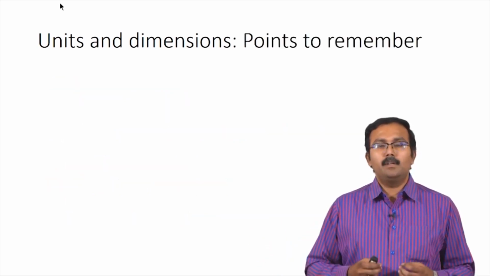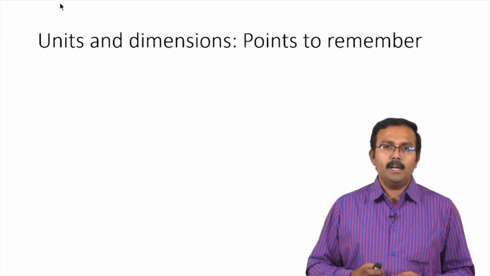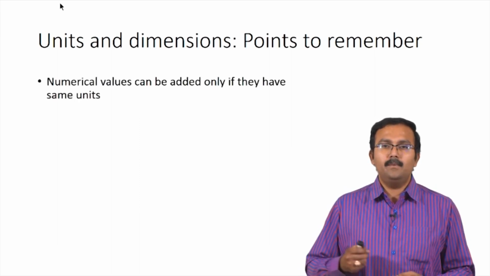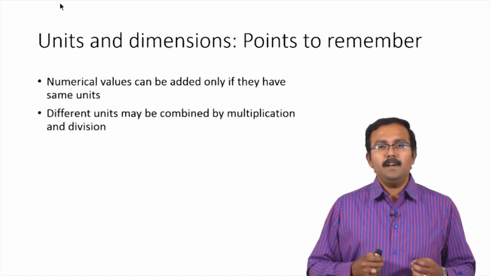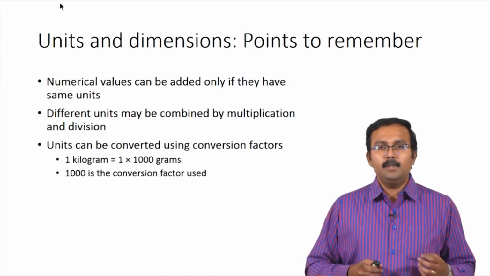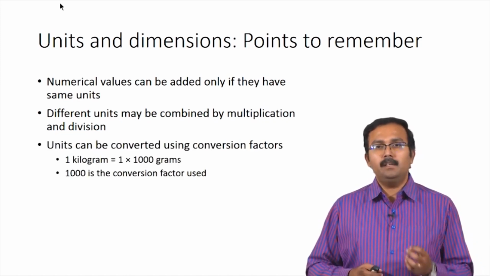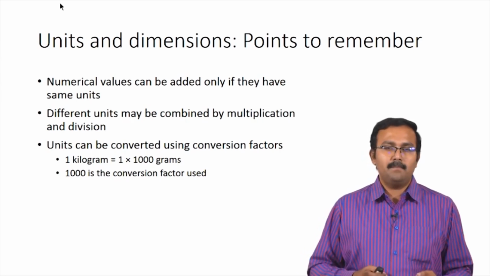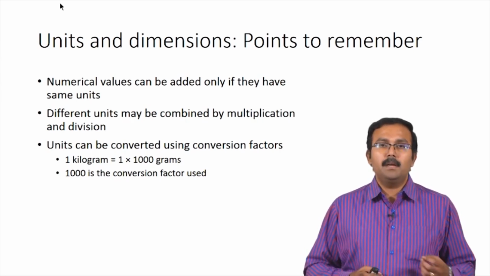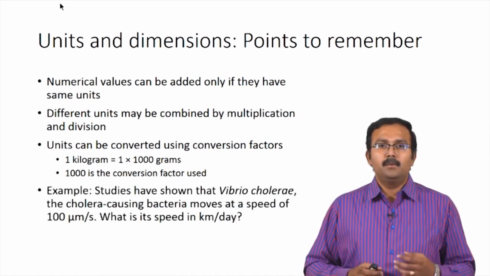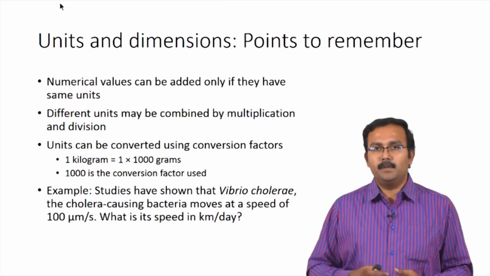When you are talking about units and dimensions, there are certain points which you need to remember. Numerical values can be added only when they have the same units. Different units can be combined by multiplication or division. Units can be converted from one unit to another using conversion factors. 1 kilogram can be converted to grams by multiplying it with a conversion factor of 1000. Here is an example where we try to perform this kind of a unit conversion.